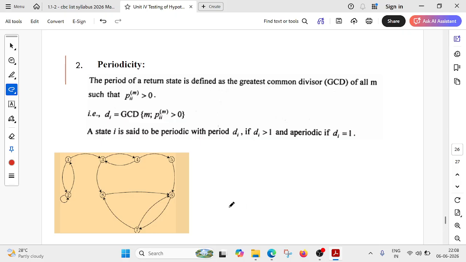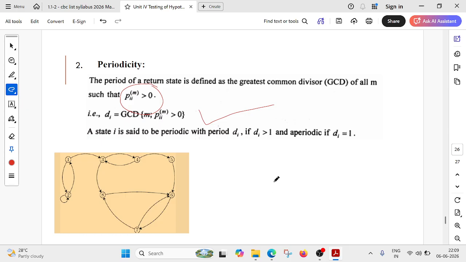Periodicity. Periodicity is nothing but the return state, defined as the greatest common divisor (GCD) of all m such that the m-step transition probability is always greater than 0. This follows that the GCD will be d_i. A state i is said to be periodic with period d_i when d_i is greater than 1, and aperiodic when d_i equals 1.